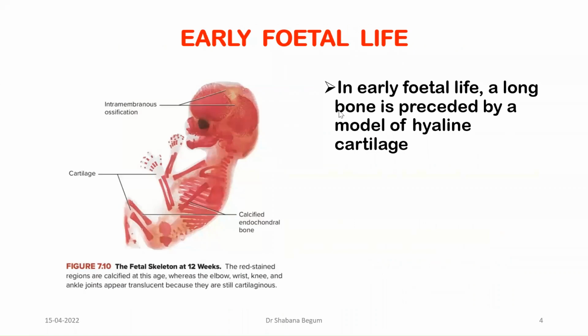This is a picture of a fetal skeleton at 12 weeks. The regions which are appearing red have undergone ossification. We can see that the bones of the vault of the skull have undergone membranous ossification and the long bones have undergone endochondral ossification. However, the region of the wrist, the elbow, the knee are still cartilaginous and are appearing translucent. So in early fetal life, a long bone is preceded by a model of hyaline cartilage.